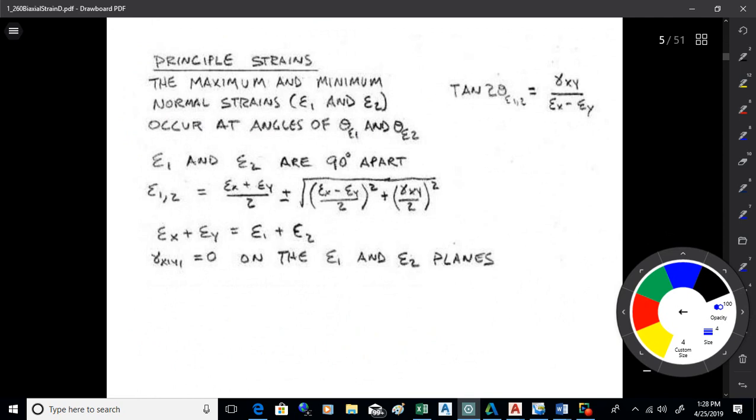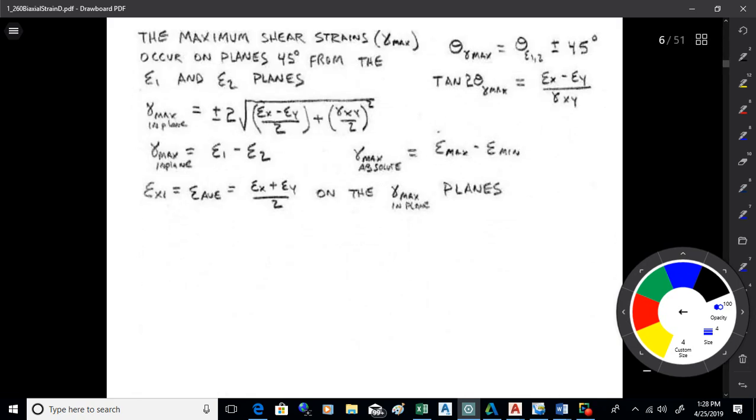We could also get into principal strains, but I don't want to burn the time on it. Just as you find principal stresses, maximum in-plane stresses, you can find maximum in-plane strains. And they follow very similar rules. The two principal normal strains are 90 degrees apart. The maximum shear strain is 45 degrees off the principal strains, and there are equations for doing that if you're interested in it, okay?